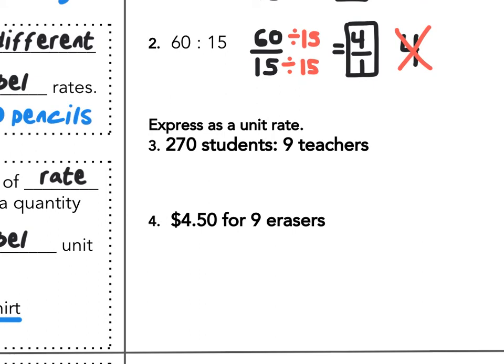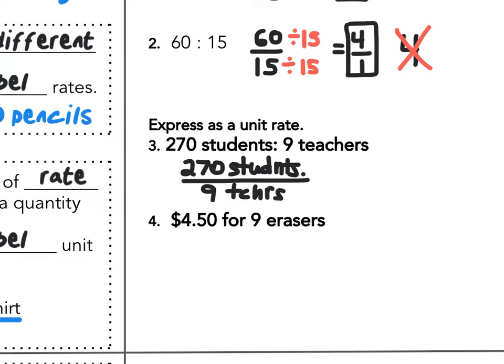For the next 2 problems down below, it says express as a unit rate. Unit rates are where we do labels. Here we have 270 students, 9 teachers. We are going to put 270 students on the top, and I'm just going to abbreviate for now. Then we have 9 teachers, which I'll abbreviate a little bit better.